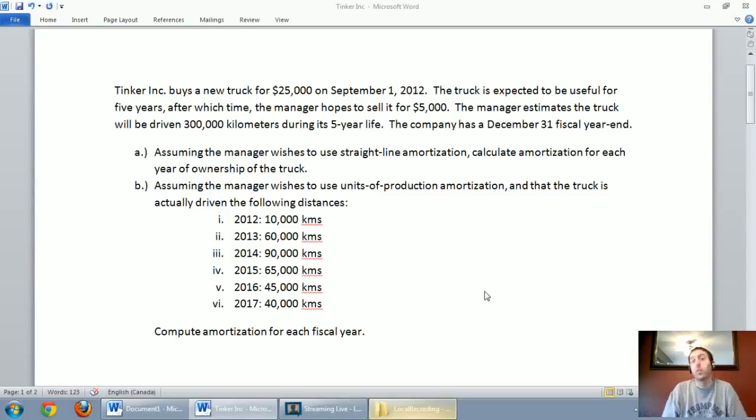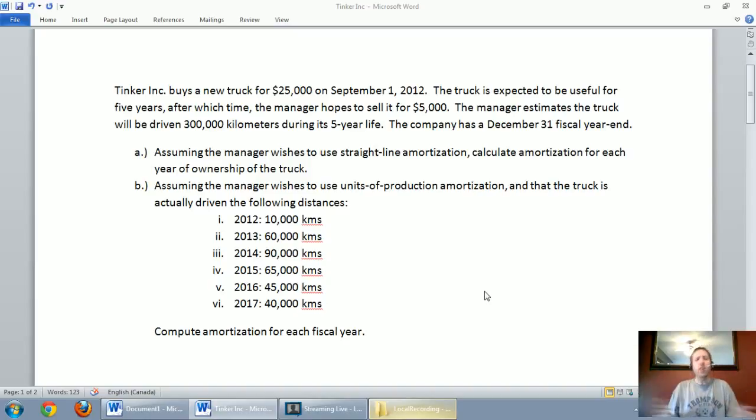In this series of videos, we're talking about amortization. In our last video, we discussed straight line amortization, and I gave this example of straight line amortization. And certainly if you're confused about that, please go back and watch that video. The second video in our series, this one, is going to discuss the units of production method of amortization.